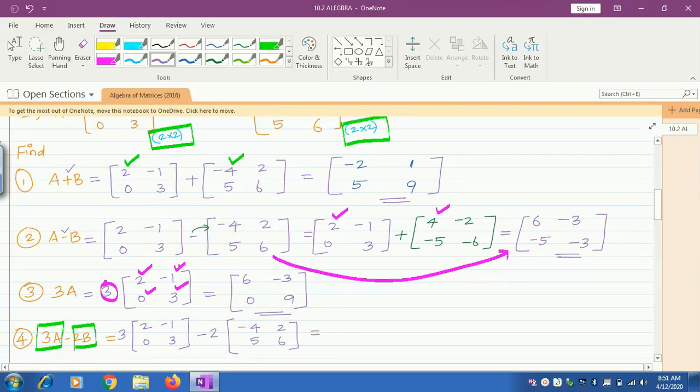Now what is this? Multiply. What is the multiplication? Here if you multiply, you will get the matrix. Here we have to multiply by 3. So you will get 6, minus 3, 0, 9. So this is your matrix.